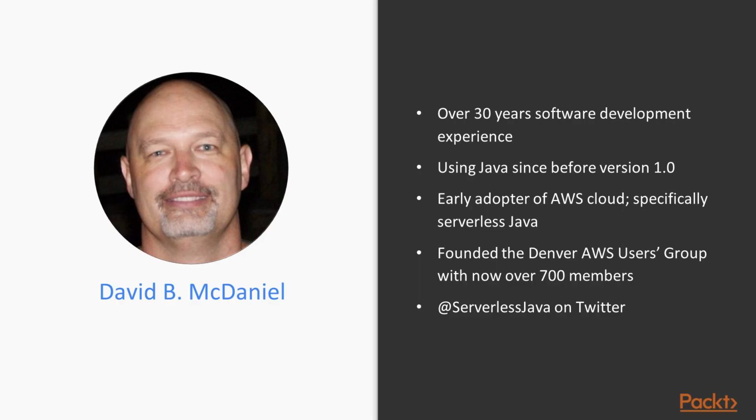I have over 30 years of professional software development experience in many industries and using many different technologies. I've been using computers since 1979 with the Radio Shack TRS-80 personal computer. In high school, I wrote my first operating system for that computer. I've been using the Java language since before its 1.0 version. I was a very early adopter of AWS and cloud technology in general, and specifically serverless Java technology. I founded and run the Denver AWS users group as well.